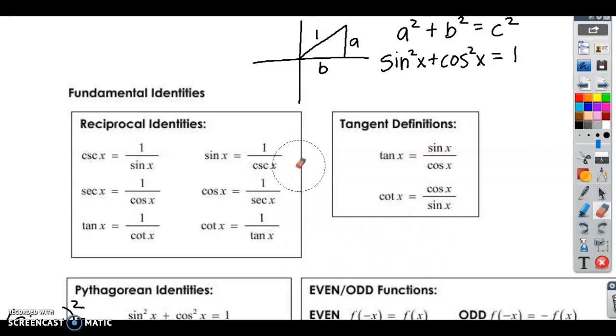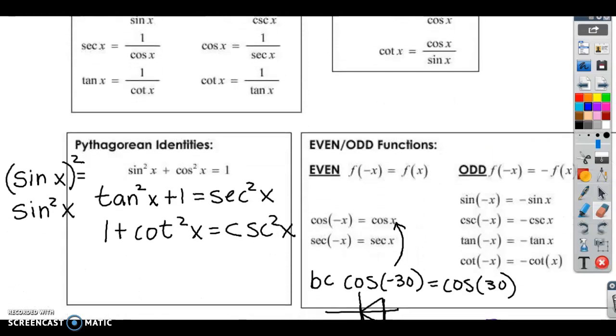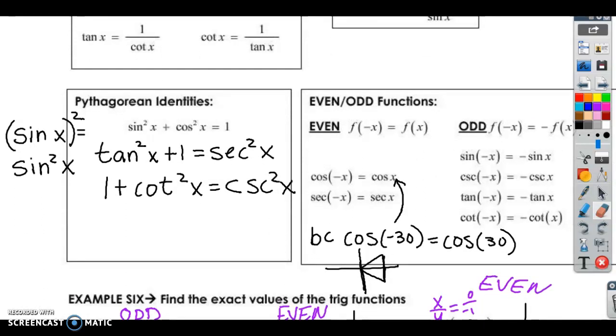So that's why those work out. Tell me in class if you don't understand that, and I can do that again for you. And you just need to know that the tangent is the sine over the cosine, and the cotangent is the reciprocal of that.